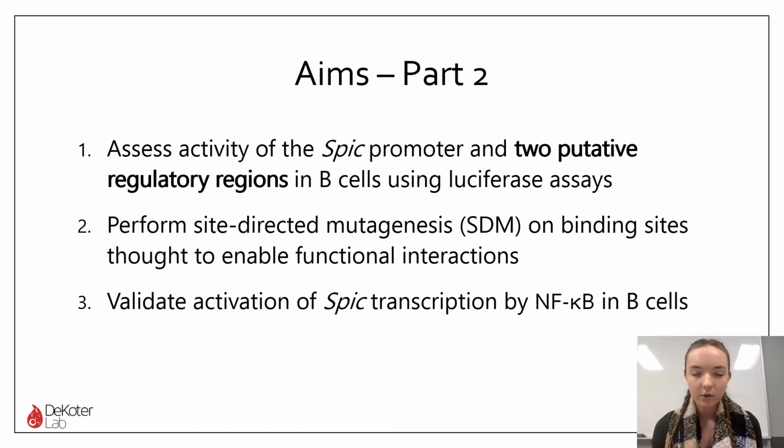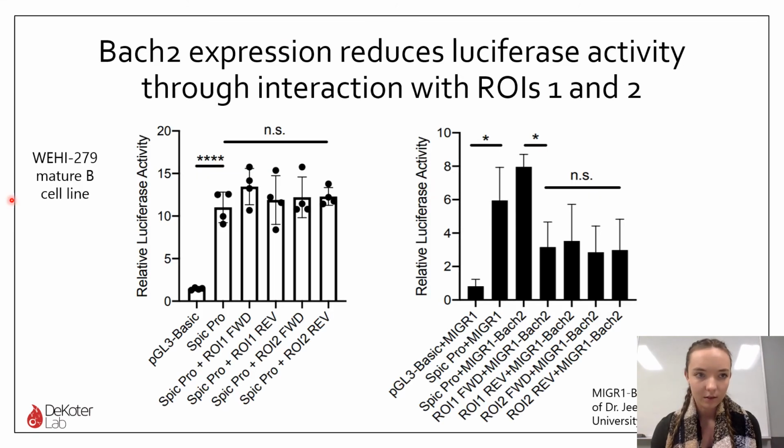At this point, we wanted to go look at our 2 regulatory regions that were identified by ChIP-seq. And on the left here, we started by transfecting either our basic control or a Spi-C promoter, as well as these 2 regions of interest cloned in either the forward or reverse orientation into this Wee279 B cell line that was previously used. And we found that when we transfected these regions of interest alone, there was no significant difference between these regions and the Spi-C promoter alone.